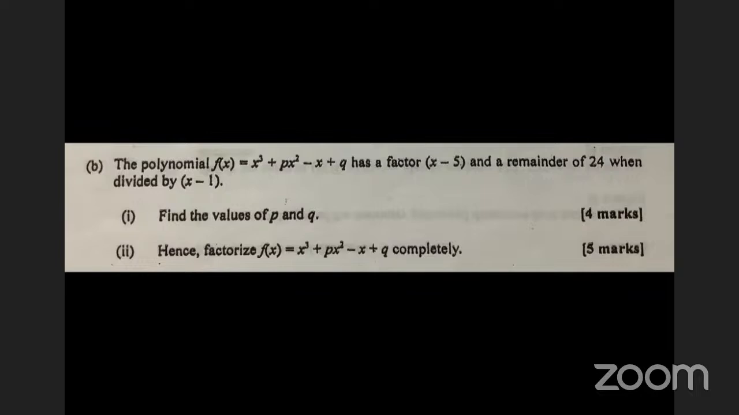Right, so I just check your equations to make sure it's right. It told you that this is a factor, so it means that f of 5 is equal to 0. So when I plug 5 in there, I'm supposed to get 0.